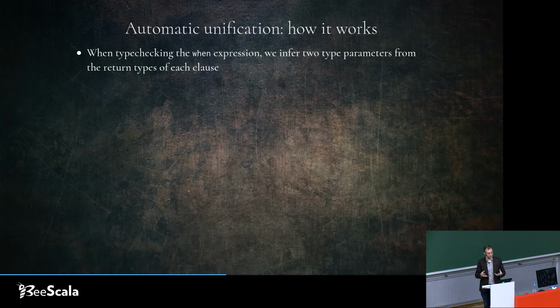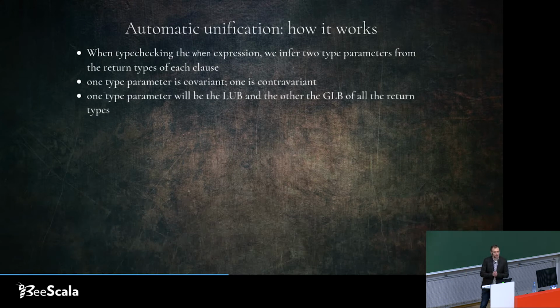So when we're typing that when expression, normally if we have a type parameter that appears in the varargs, in each of those clauses, we would infer one type that corresponds to those. But instead of inferring one type, we're going to infer two different types. Why would I ever want to infer two different types? Well, I'm going to infer one covariantly and one contravariantly. So remember what I said at the beginning. One will effectively be the lub of those types, the least upper bound. The other one will be the greatest lower bound of those types. So they will potentially produce different types.